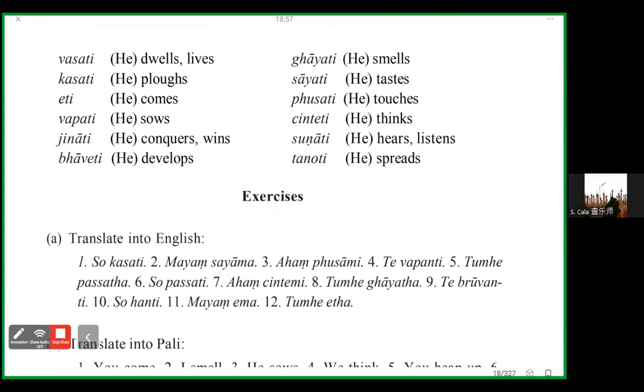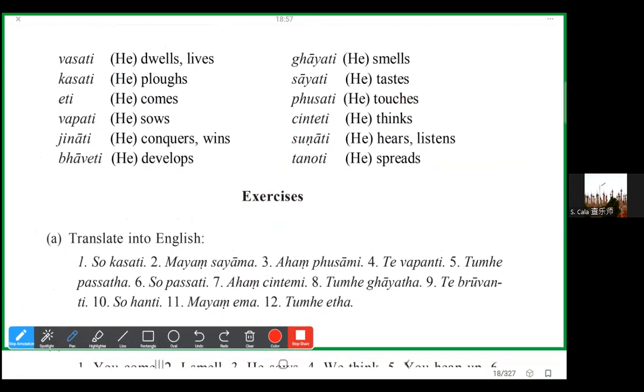Anybody want to try answering? We don't want to look at the answer, we just want to give the answer ourselves. The first one, kasati. Yeah, Saji, I try. He plows. So how do you know it is he? If somebody asks you, how do you know it is he? It is third person. So, so. Is it she? Yes, he or she, or it. No, it cannot be she. It's only he. Why? Masculine. Because it's so.